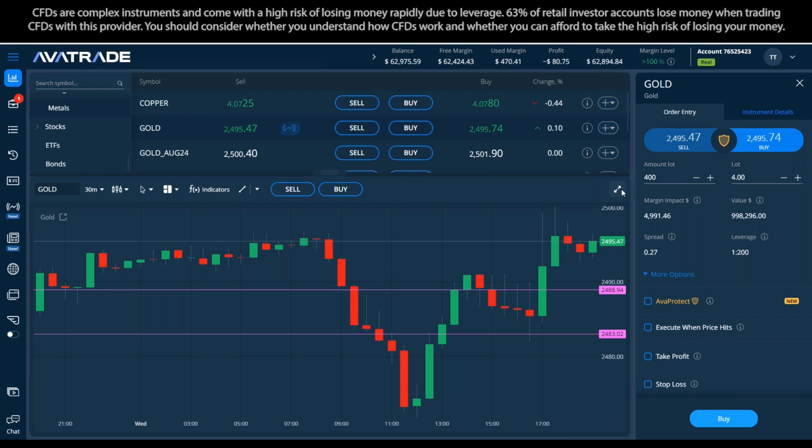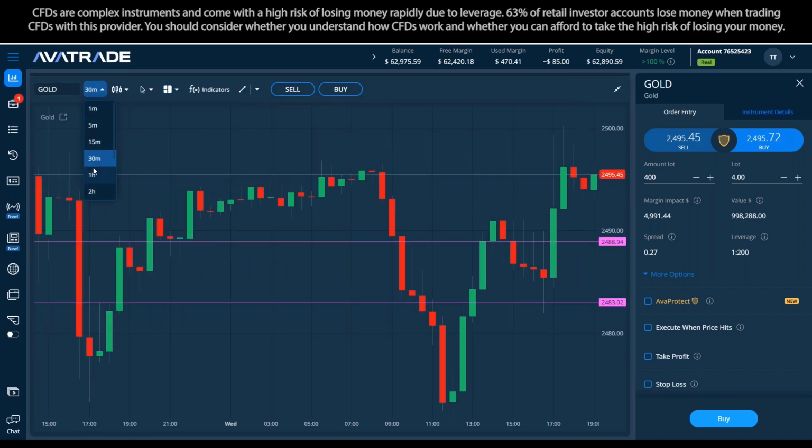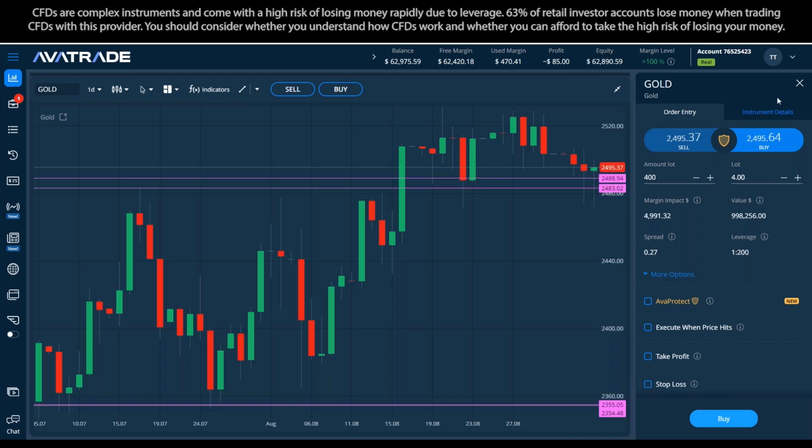So the question is, do you think that the uptrend here can continue? And if so, how far? Now, if we look at larger candles, we're on the one-day candles now.